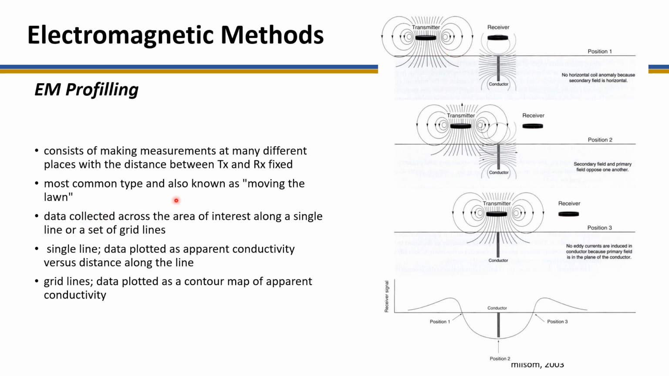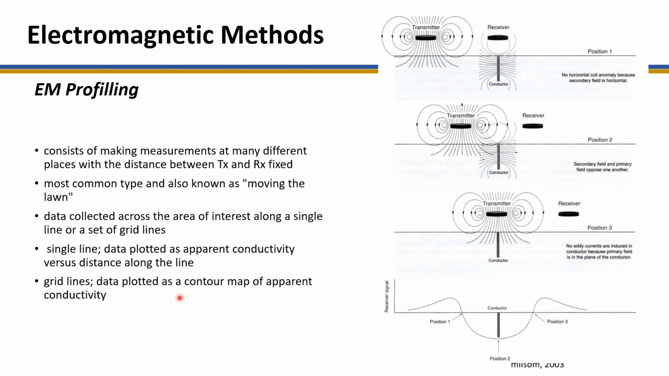The most common type is also known as moving lawn. It's known as moving lawn because the TX and RX coils are moved along the ground surface in a similar way to a lawnmower, like this example. Data is collected across the area of interest along a single line or a set of grid lines. The data collected from an electromagnetic profiling survey can be collected along a single line or a set of grid lines. If the data is collected along a single line, it can be plotted as apparent conductivity versus distance along the line.